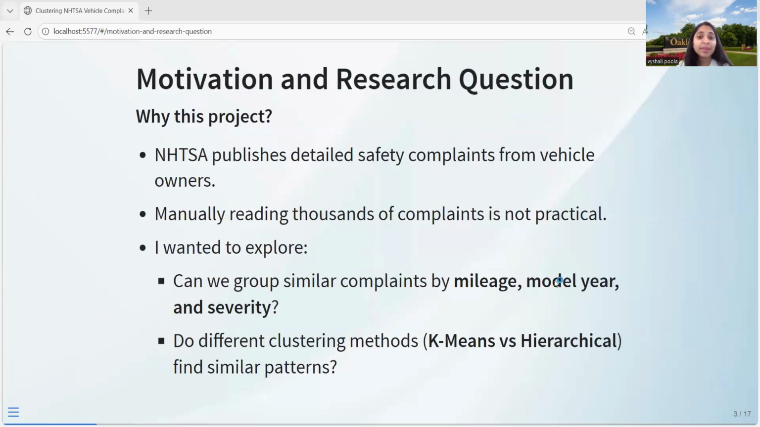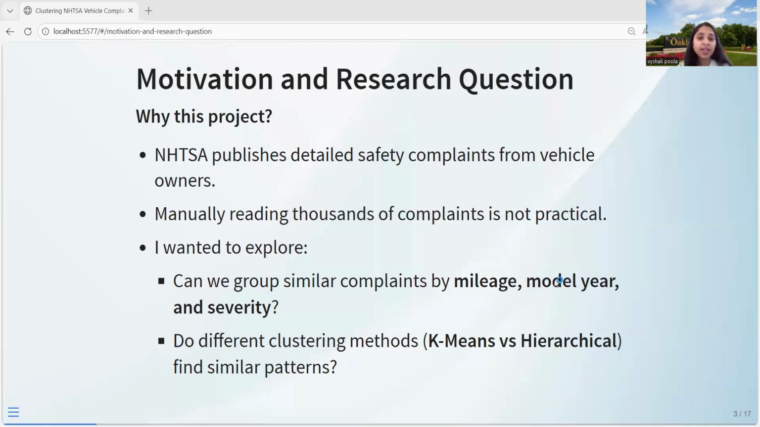The motivation behind this was, before diving into the data, it's important to understand why this problem matters. What questions guided the analysis? NHTSA complaints are incredibly valuable because they come directly from vehicle owners, but the volume is too large to manually review every one of them. That's where clustering becomes useful. It can help summarize the landscape of complaints.